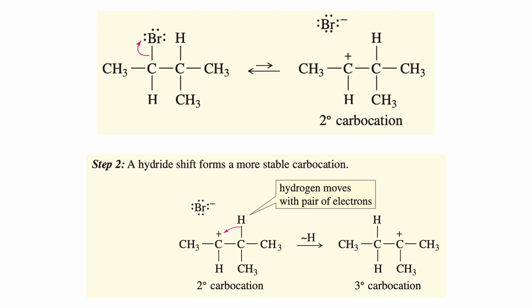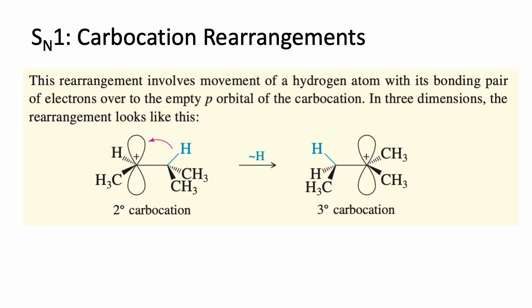So here is an example of that happening. We see some stereochemistry. We see some wedges and dashes to make this more three-dimensional. This is the same molecule we were just looking at. And what happens is the bromine has already left. That has left us with a positive carbocation that is now planar, trigonal planar, so it's flat.